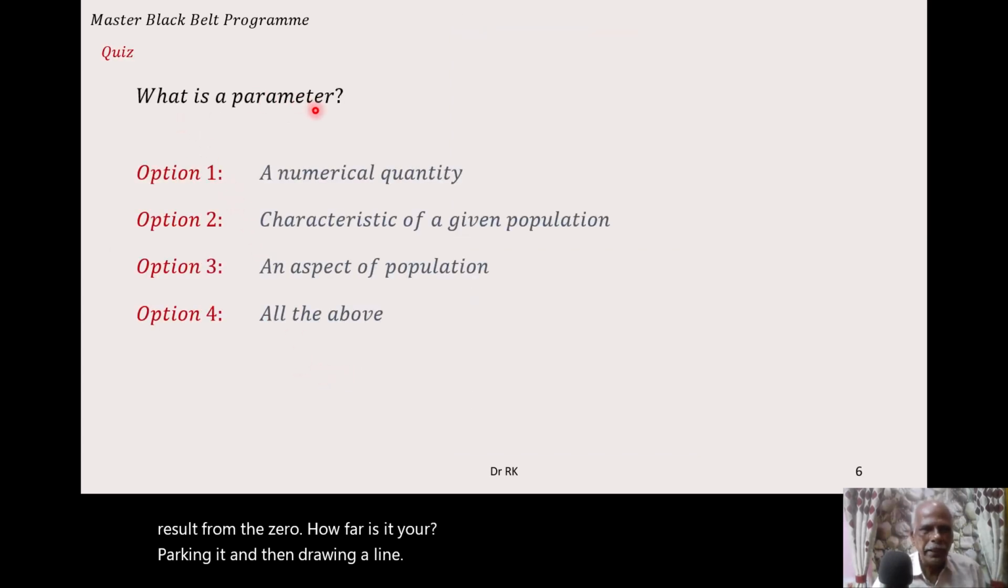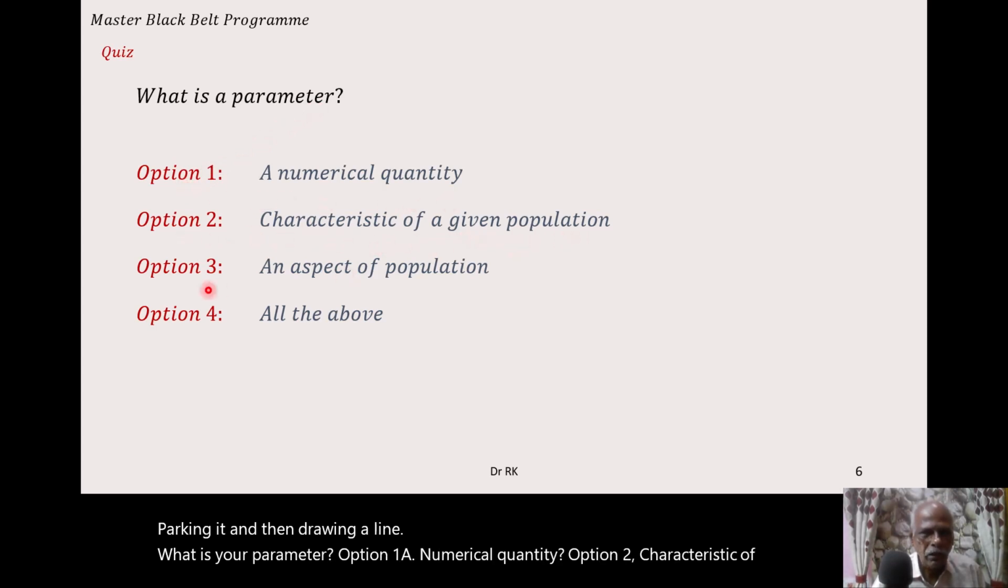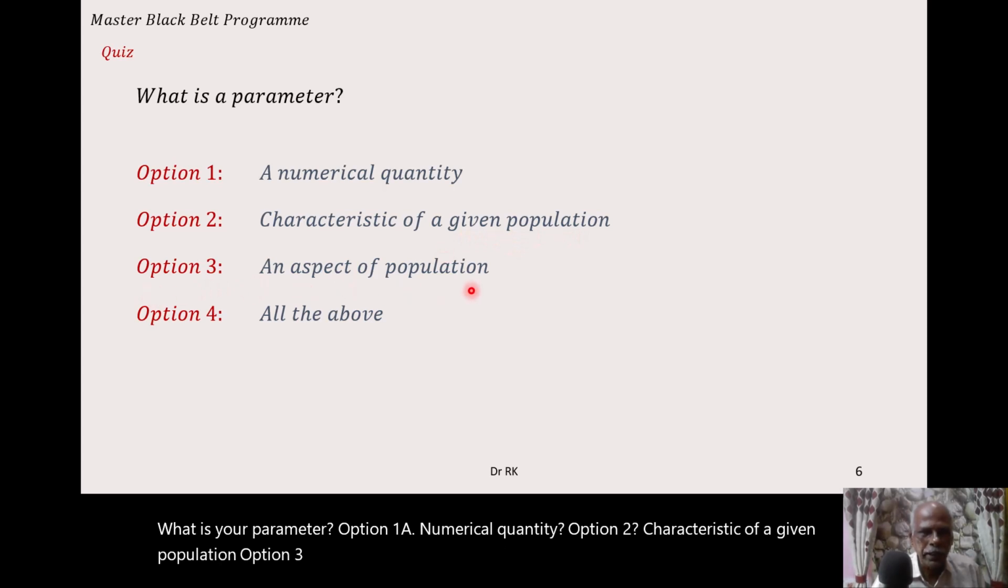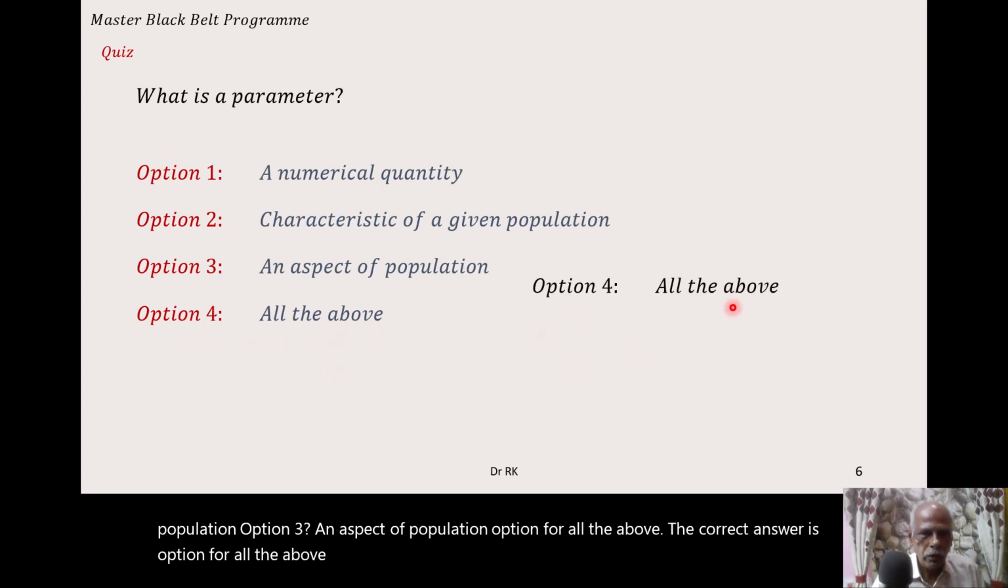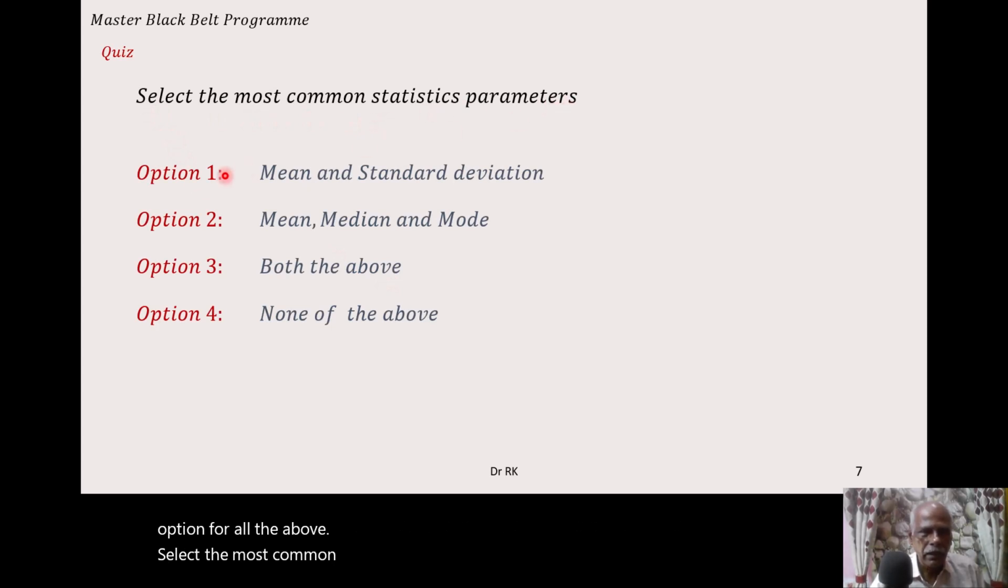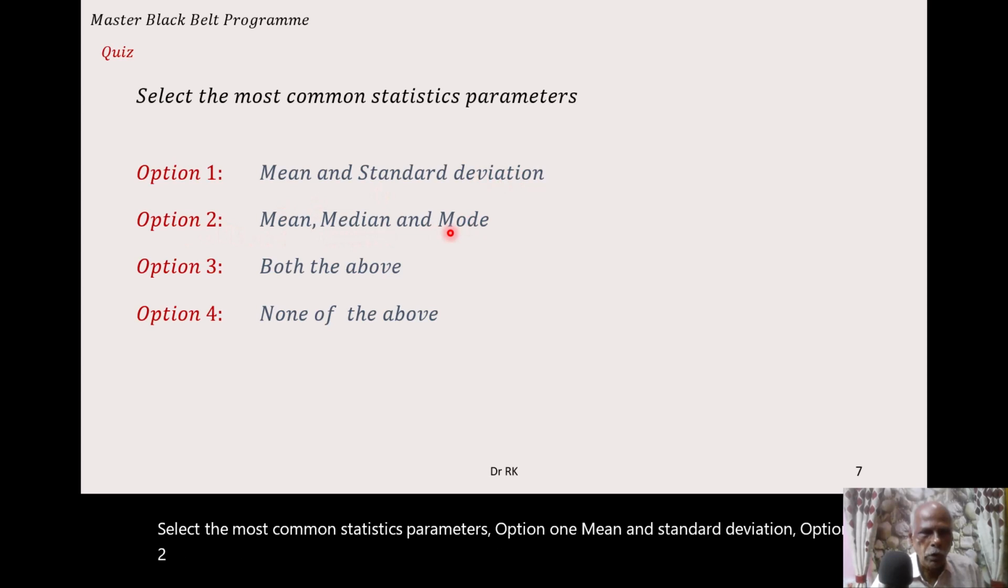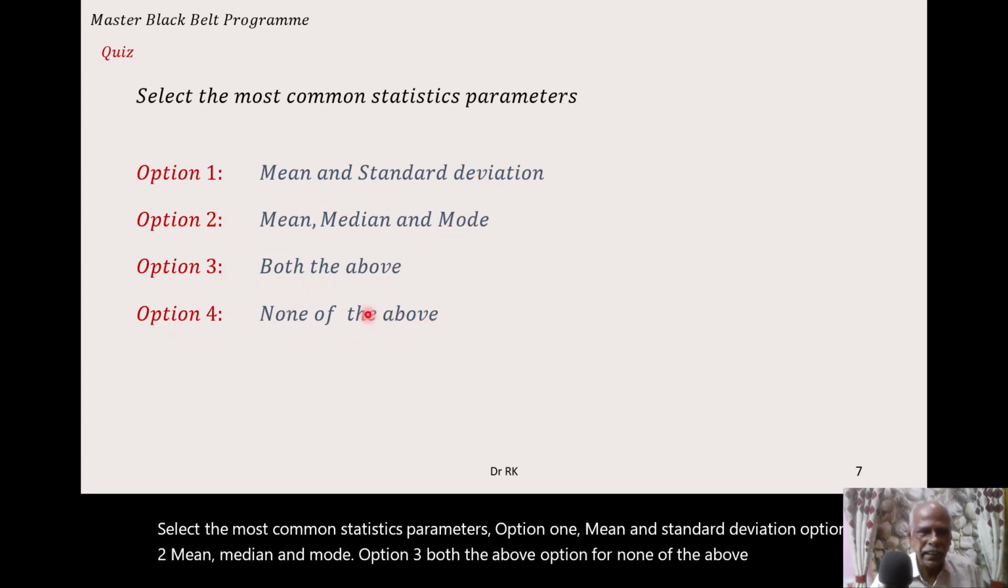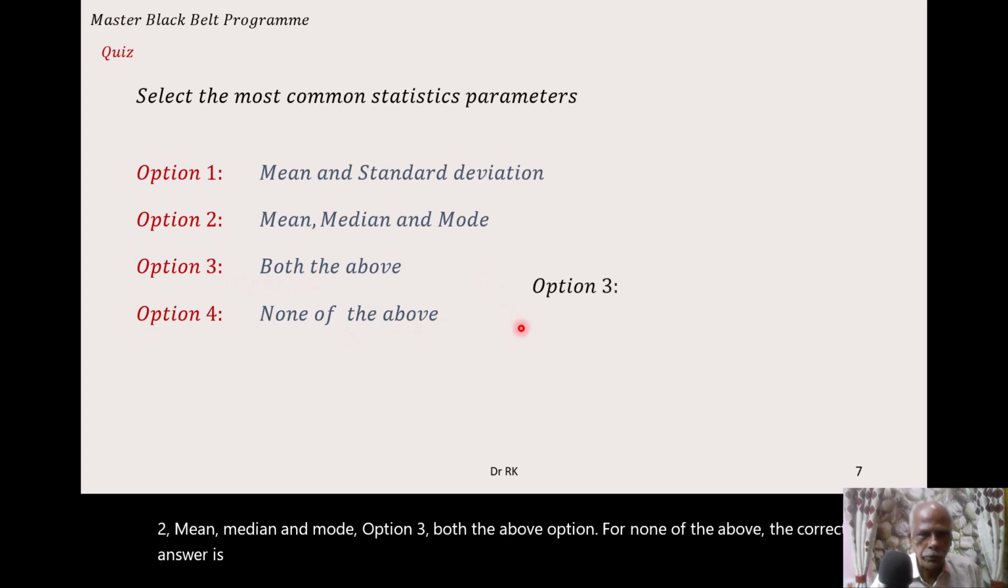What is a parameter? Option 1, a numerical quantity. Option 2, characteristic of a given population. Option 3, an aspect of population. Option 4, all the above. The correct answer is option 4, all the above. Select the most common statistics parameters. Option 1, mean and standard deviation. Option 2, mean, median and mode. Option 3, both the above. Option 4, none of the above. The correct answer is option 3, both the above.